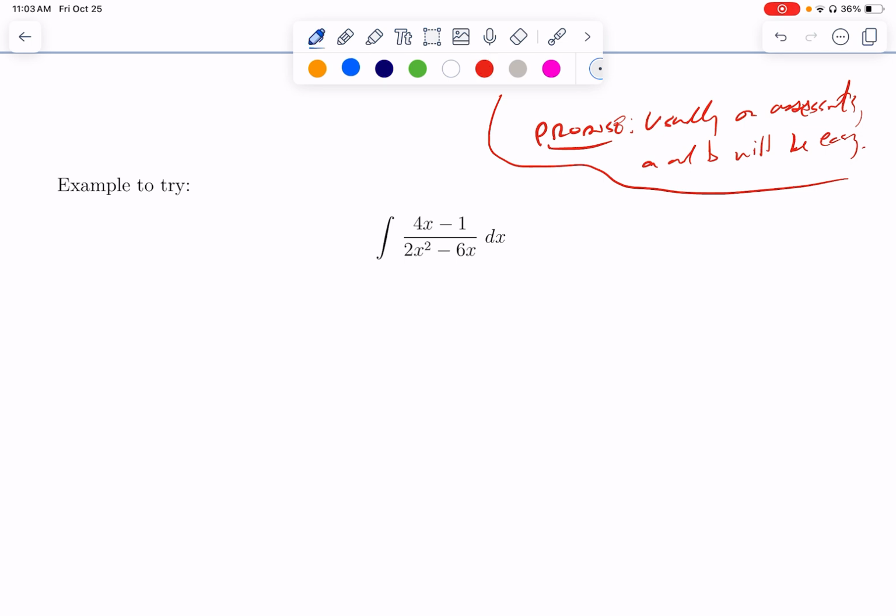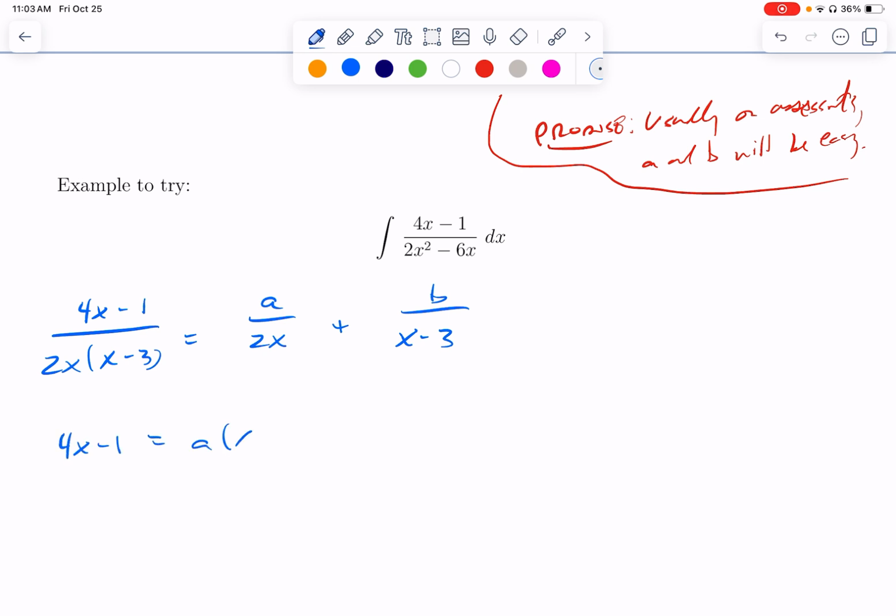So our denominator factors. And so what we're hoping is that I can write this as something over 2x plus something over x minus 3. I'll do my cross multiplication. Well, not really cross multiplication. Yeah, you could call it that. I'm multiplying by both factors of the denominators.